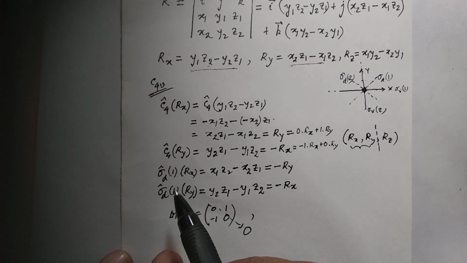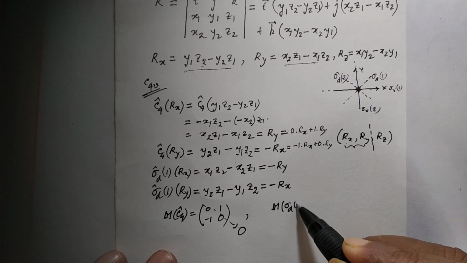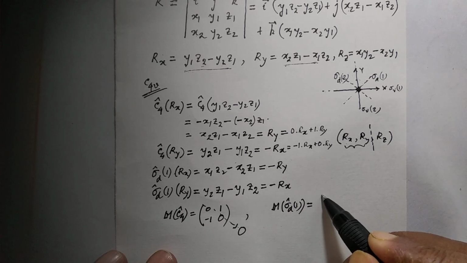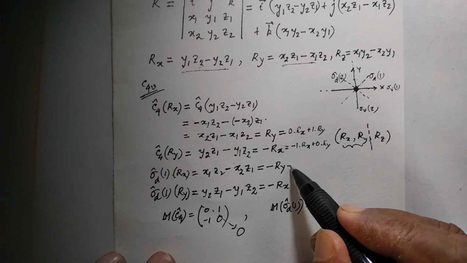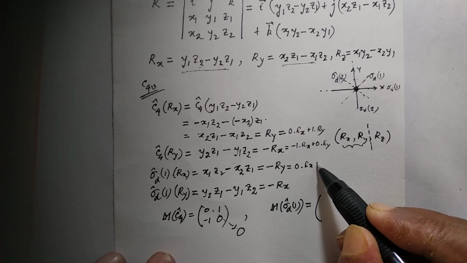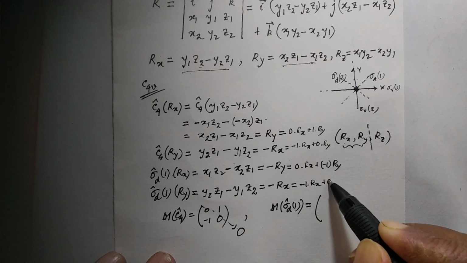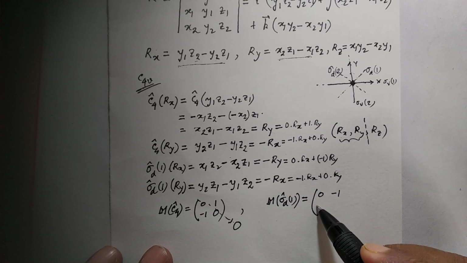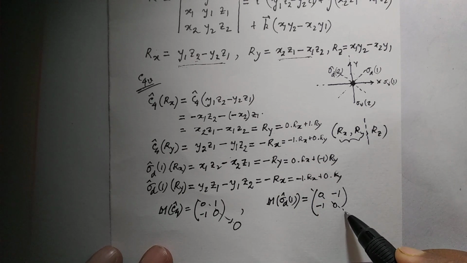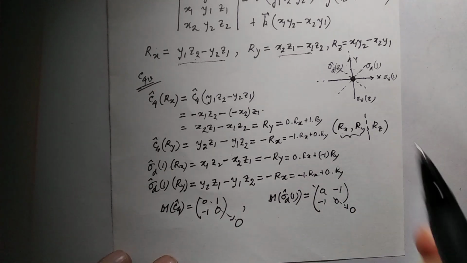Similarly, if we construct the matrix for sigma D1, what will be the matrix form? Sigma D1, we have taken Rx first and then Ry. So this should be written as 0Rx plus minus 1 into Ry. And this should be written as minus 1Rx plus 0Ry. And so matrix for sigma D1 operator will be 0, minus 1, 0, and trace will be 0. In this way, we can calculate traces of all the operators using these two functions as basis.